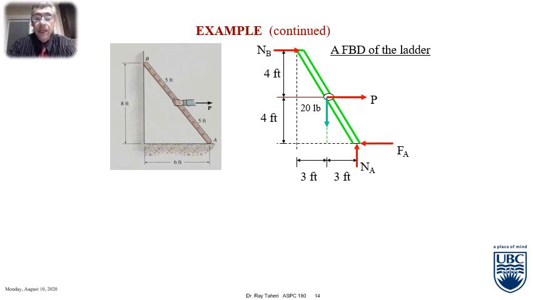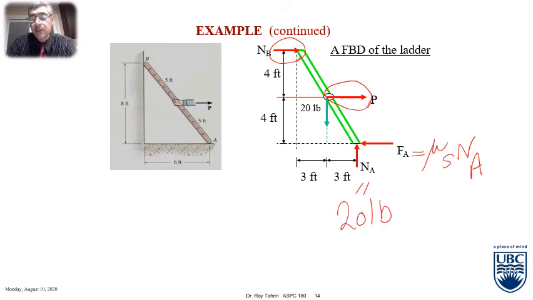This force is unknown. We don't know what the normal force is here. And if sliding happens, obviously this F is equal to mu s NA. And we know that NA and the weight are equal, so this is equal to 20 pounds. Needless to say, we can calculate this assuming sliding happens. In that case, we should carry on and calculate these two values and see if it adds up. If the assumption is correct. If not, it is going to tip.